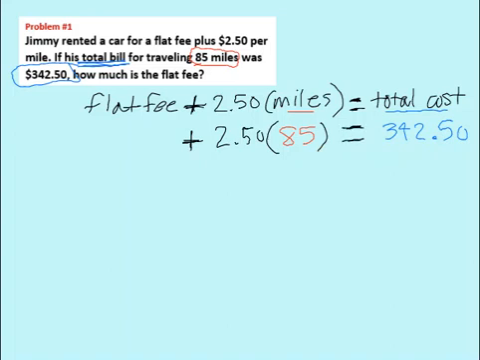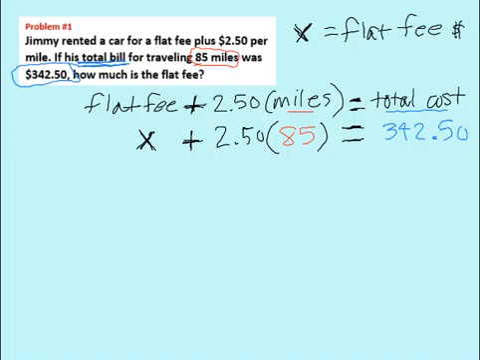And then I see that there's a flat fee, but it doesn't tell me the flat fee, and I don't know what that is, so that's going to be my variable. I can put any variable I want in here, and I always like to use x because that's kind of the most common variable. So that's the thing that I don't know, and so I'm going to go and define my variable. x is going to be the flat fee, the amount of the flat fee. I can put dollars there.